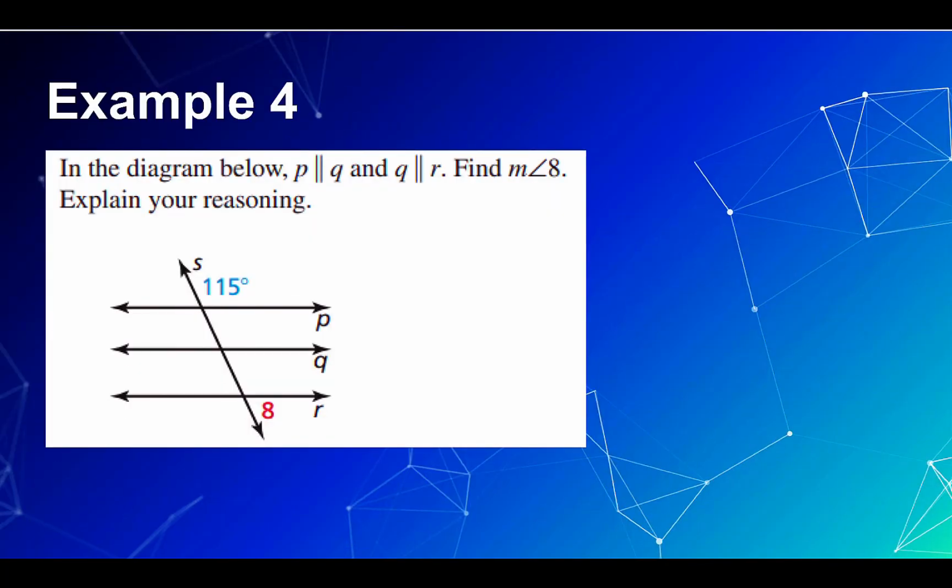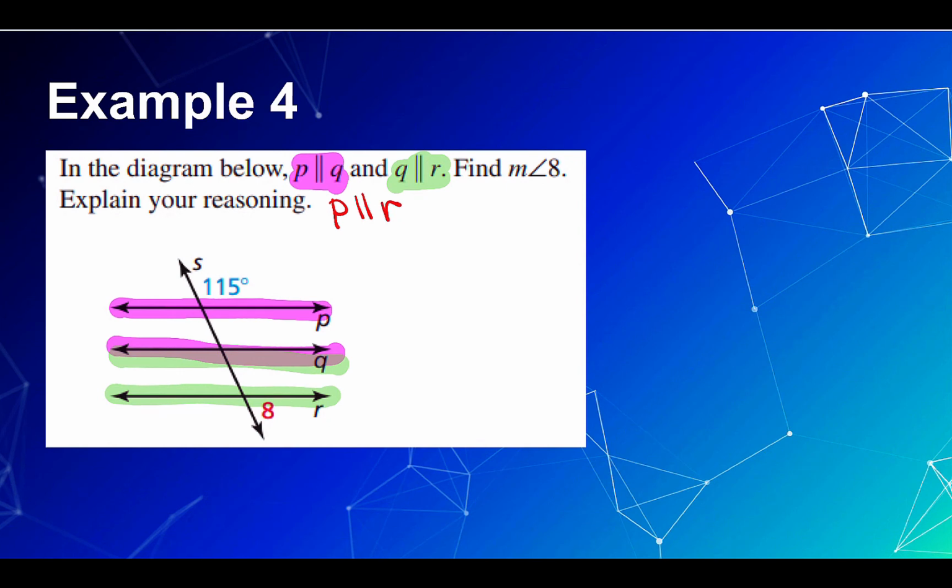In the diagram below, P is parallel to Q, and Q is parallel to R. Therefore, we know P is also parallel to R by the transitive property of parallel lines. So we need to find the measure of angle 8 and explain our reasoning.